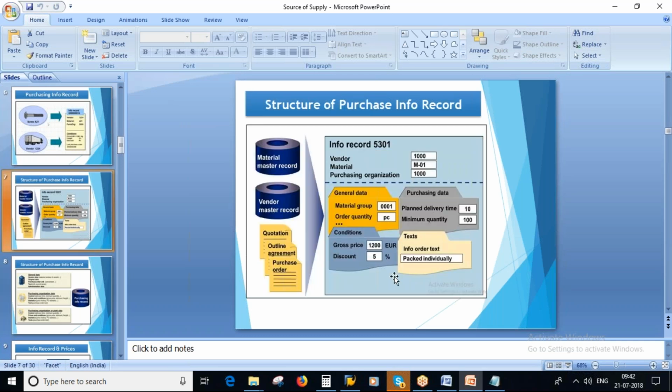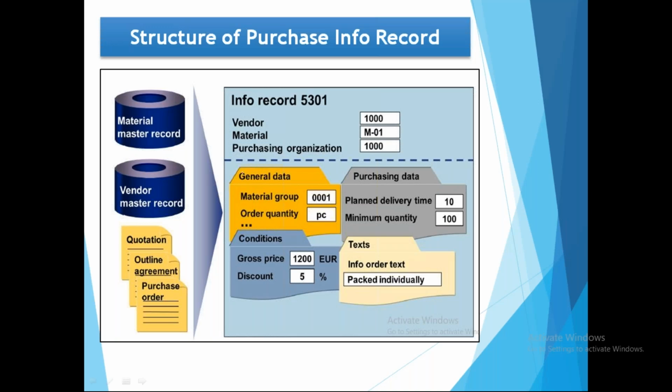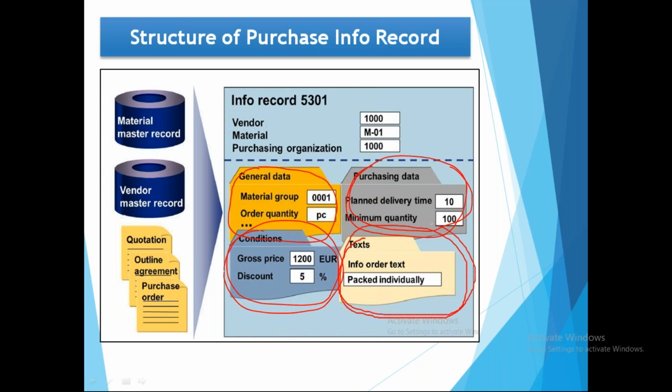Okay, so in the purchase info record, you maintain the data in various sections. You maintain some data in general data, some in the purchasing data tab screen, and you maintain condition data like price, discount and everything, and you can maintain some texts also. So the structure of a purchase info record is divided into four sections: general data, purchasing data, conditions data, and text. Whenever you are creating a purchase info record, the system will read some data from the material master record and vendor master record; it will propose it, which you can overwrite.